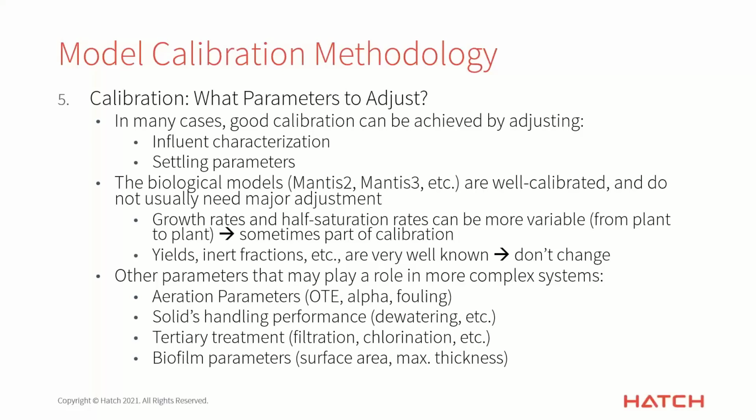Some other parameters that may play a role in some systems are aeration parameters like the oxygen transfer efficiency, alpha factor, fouling factors, solids handling performance, so that could be dewatering efficiency, the tertiary treatment, so if you have any filtration or chlorination, you're going to need to calibrate that. And then biofilm parameters if you have a biofilm system, so the surface area of the support material or the maximum thickness of the biofilm. Those could be things that you need to calibrate as well.